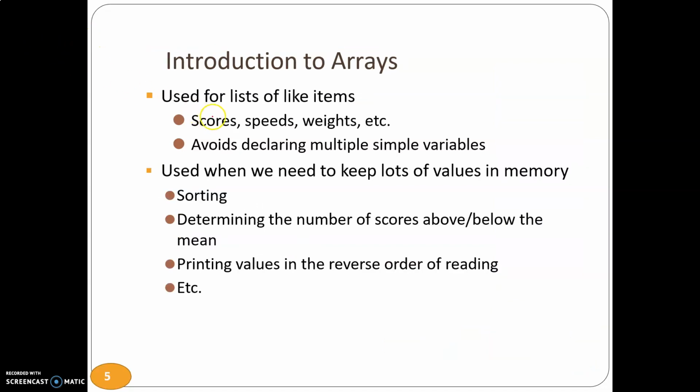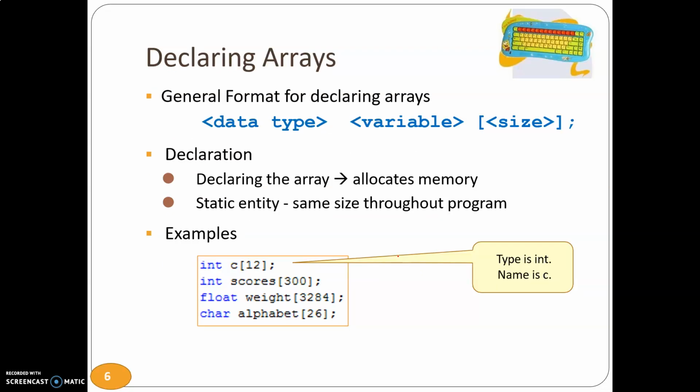We use it for a list of similar type of items, for example scores, speeds, weights, which belong to an individual type, and avoid declaring multiple simple variables. Hence there is no need of creating multiple variables for storing multiple values. We can use it for keeping a lot of values in memory, sorting numbers, determining the number of scores above or below the mean, printing the values in reverse order, and so on. We can do multiple programs on arrays.